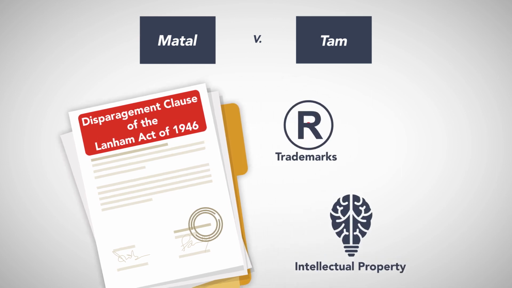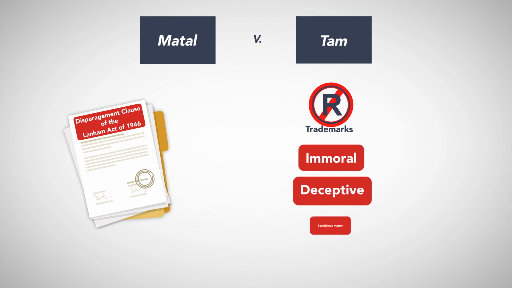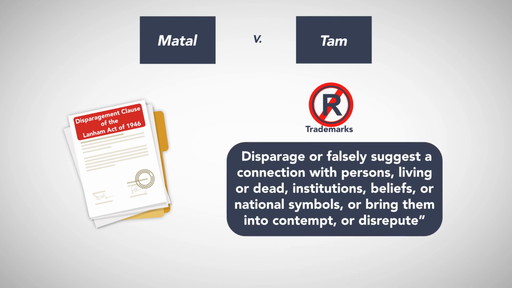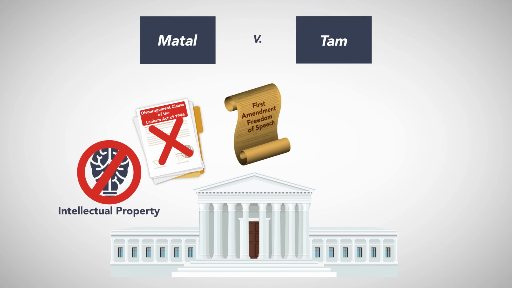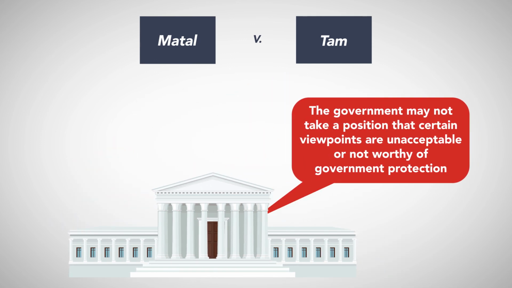and prohibits trademarks that consist of or comprise immoral, deceptive, or scandalous matter, or matter which may disparage or falsely suggest a connection with persons, living or dead, institutions, beliefs, or national symbols, or bring them into contempt or disrepute. The Supreme Court determined that the law's disparagement clause ran afoul of the First Amendment because it banned intellectual property that the federal government viewed to be offensive, immoral, or deceptive. The government may not take a position that certain viewpoints are unacceptable or not worthy of government protection.